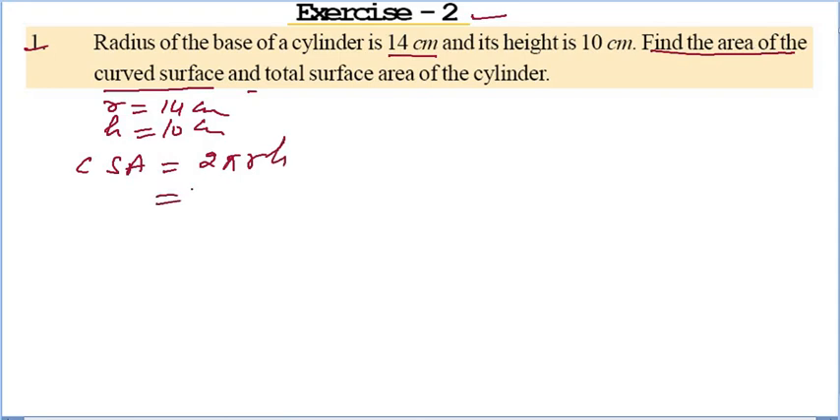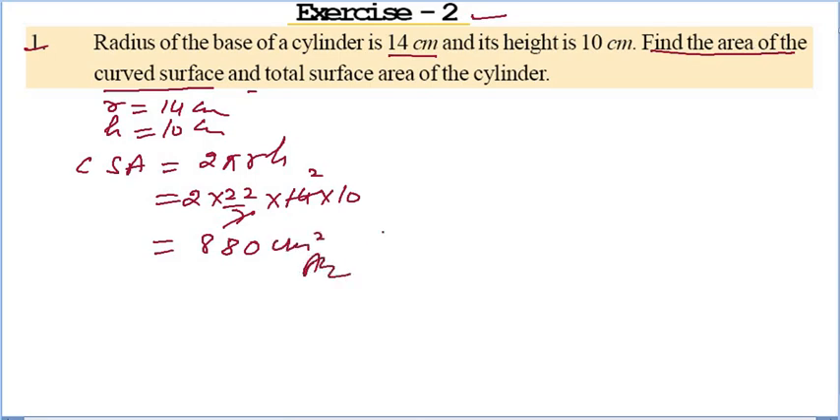CSA is 2 pi RH. So you can calculate, 2 pi is 22 upon 7, and R, you know R, it is 14, and H is given as 10. So 7 1 ja 7, 7 2 ja 14. So 2 2 ja 4, 4 2 ja 8, and 4 2 ja 8. So it is 880 centimeter square. That one is the first answer.